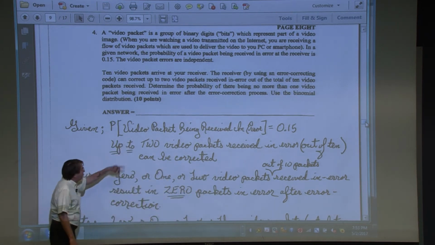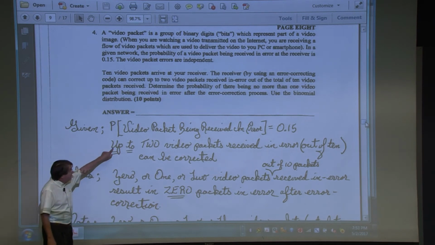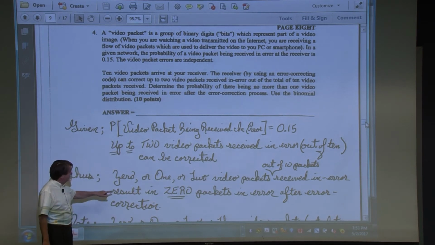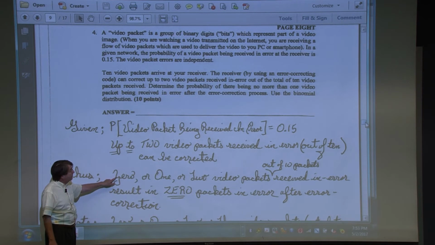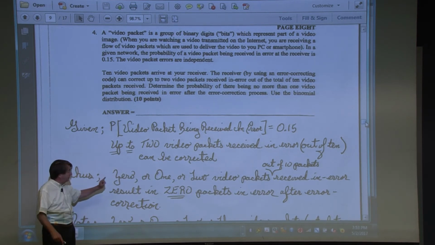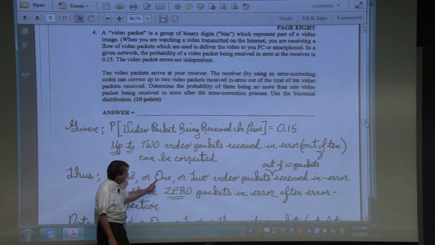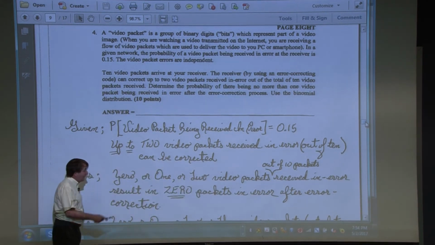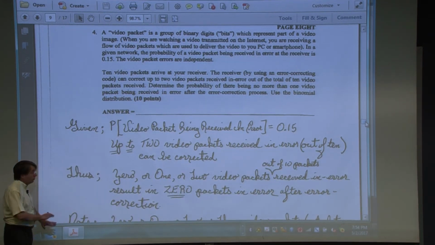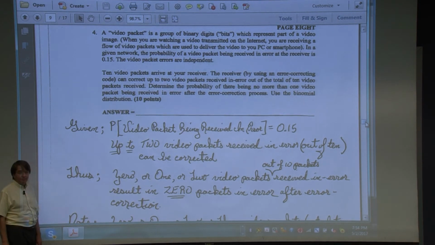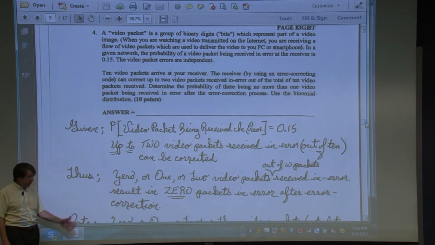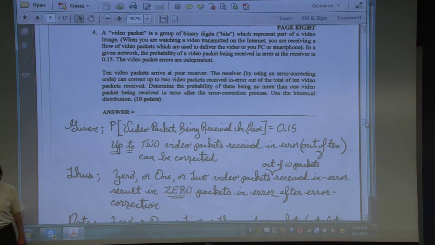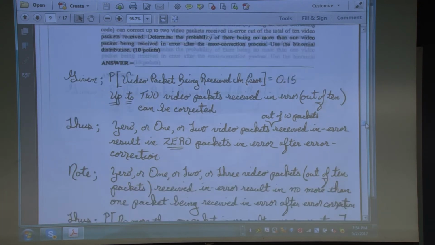Probability of a packet in error is 0.15. But the big but is "up to." Up to 2 packets can be received in error and be corrected. So that means 0 or 1 or 2 packets received out of the 10 that may be in error results in 0 packets in error, because I'm correcting 2. My colleagues, help me out if I'm not making sense.